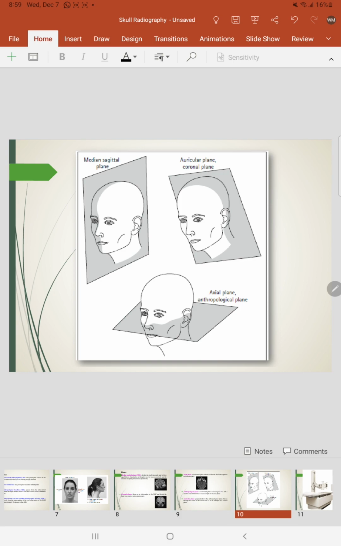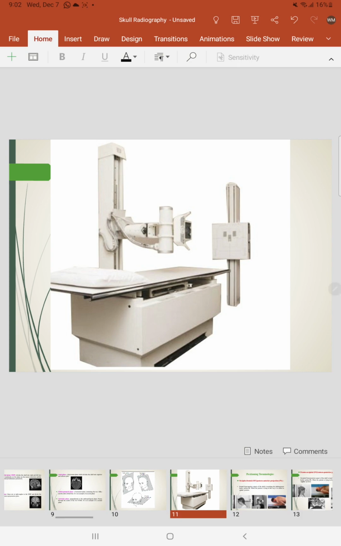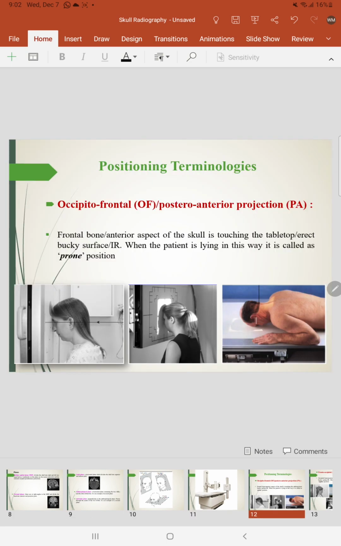So now look at these pictures. You can see the median sagittal plane, the coronal plane and the axial plane very clearly. This is an X-ray machine. Now we are moving to positioning terminologies.